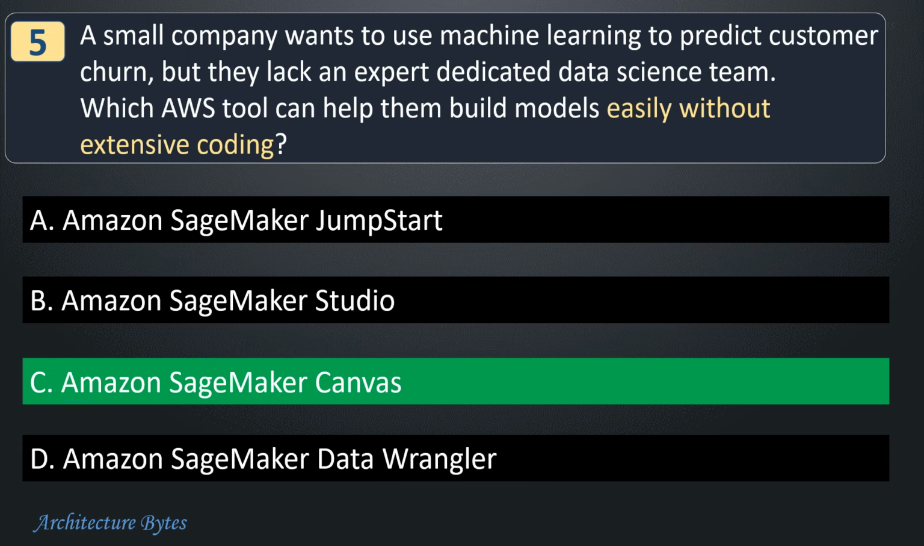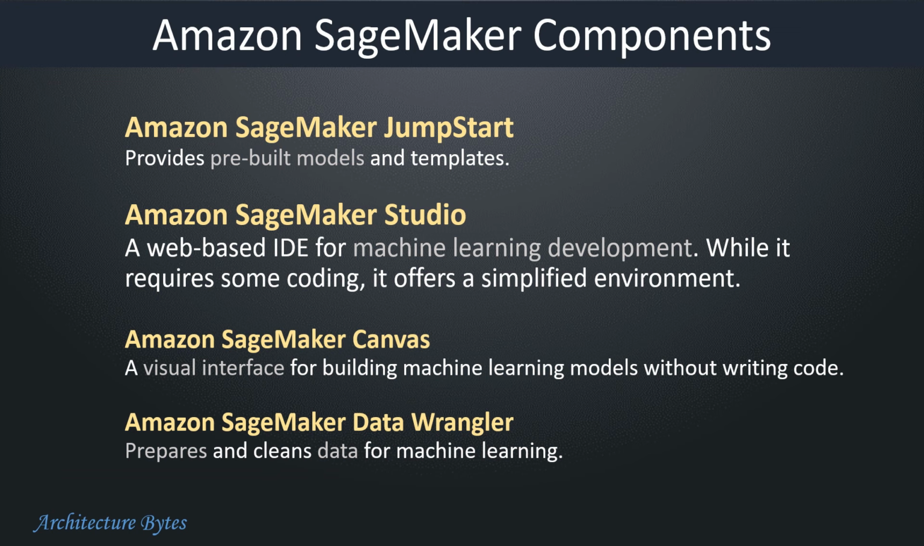It is a visual interface for building machine learning models without writing code. SageMaker JumpStart provides pre-built models and templates. SageMaker Studio is a web-based IDE for machine learning development. SageMaker Canvas is a visual interface for building machine learning models without writing code. And SageMaker Data Wrangler prepares and cleans data for machine learning.